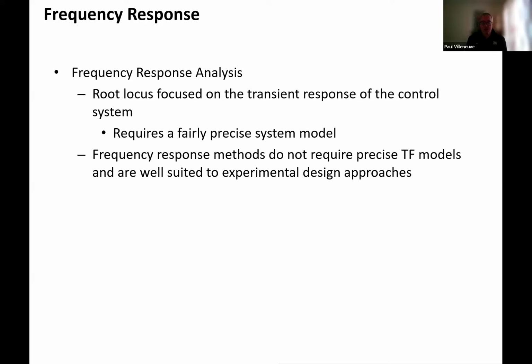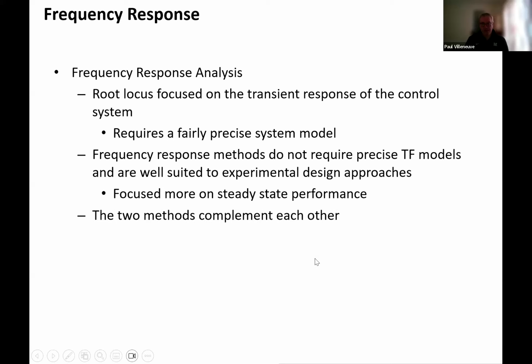Whereas the frequency response isn't looking at anything from a transient's perspective. It's looking at things over a certain time horizon. So it's not really looking at things like, hey, here's my percentage overshoot. It's looking for more things like how is the system going to respond over a period of time. So that's why it's the steady state performance. So they're complementary to each other. The root locus, if you can actually do one, gives you the transient response, whereas the frequency response tells you what the steady state output is going to look like.